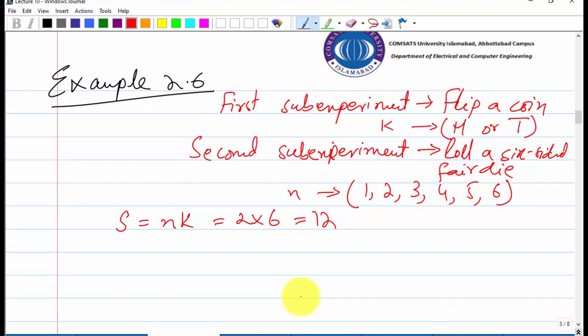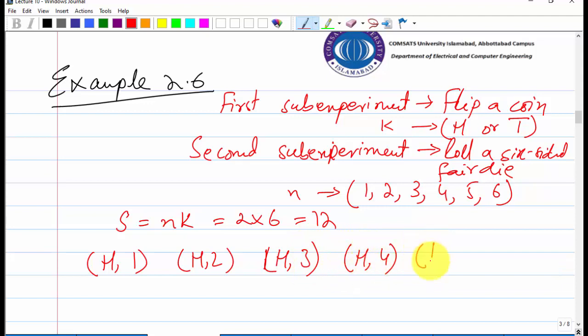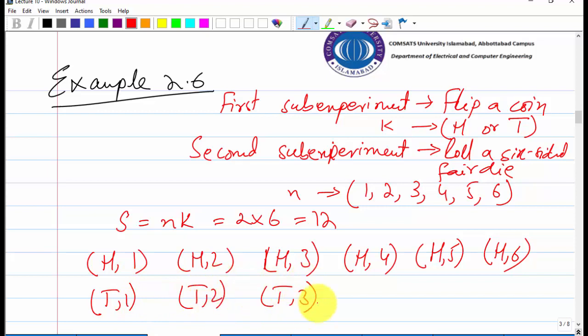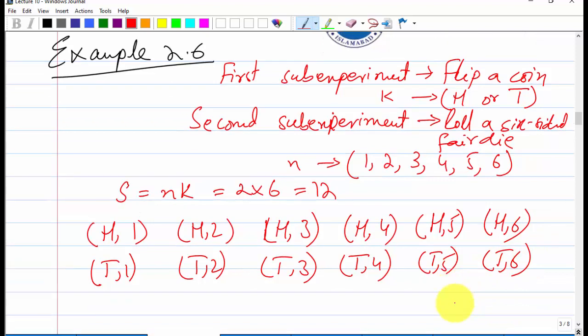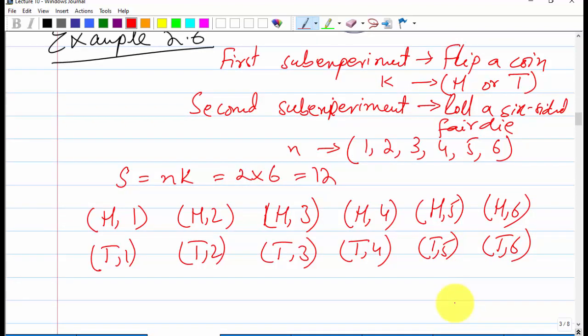Because this is a simple experiment, we can write them easily as head 1, head 2, head 3, head 4, head 5, head 6, tail 1, tail 2, tail 3, tail 4, tail 5, tail 6. So these will be the 12 possible outcomes for these two sub experiments.